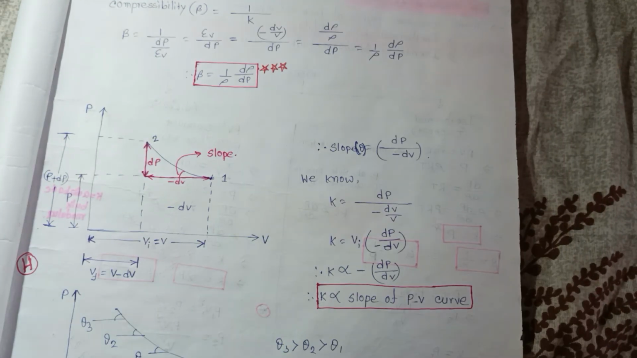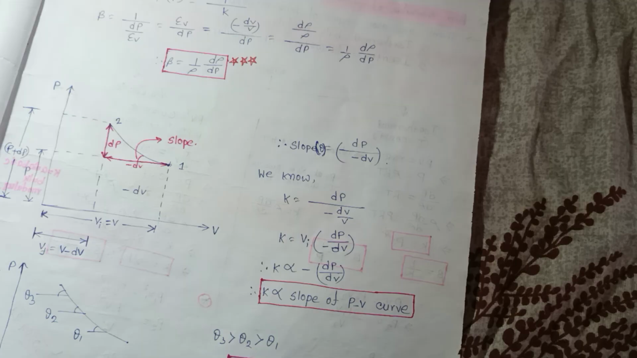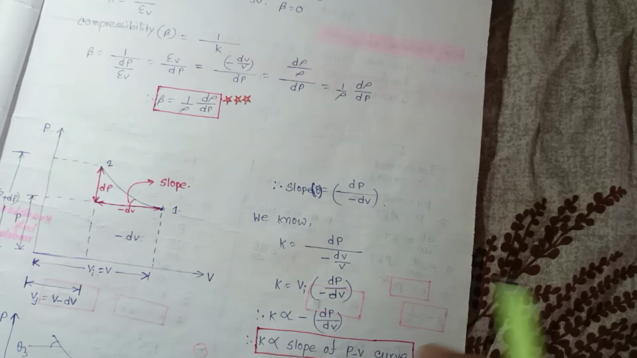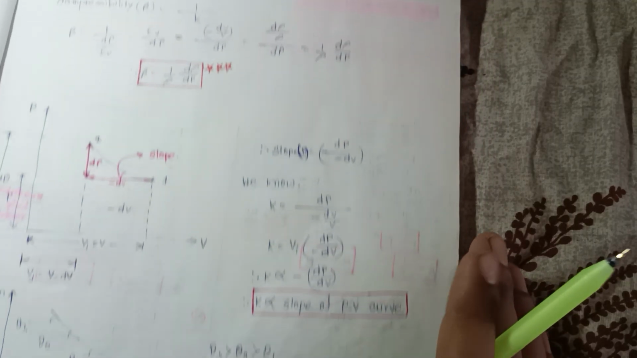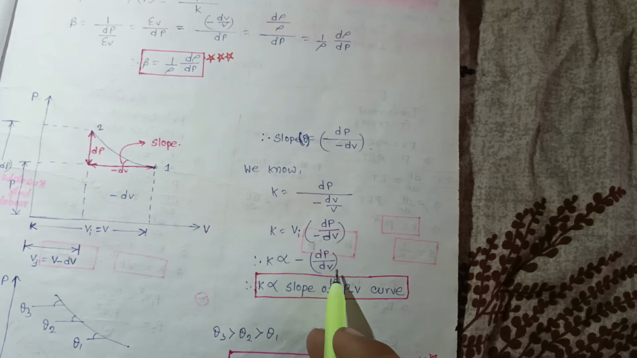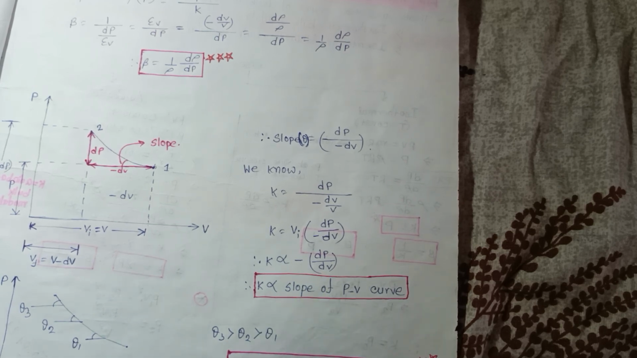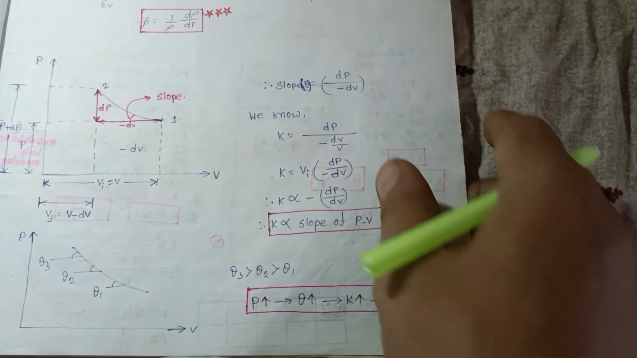In the PV diagram, theta increases, so theta 3 is greater than theta 2, greater than theta 1. If P increases, then theta increases. And if theta increases, then K increases, because K is proportional to the slope of the PV diagram, okay. So K increases, and if K increases, then beta decreases. So beta is inversely proportional to the bulk modulus, okay.